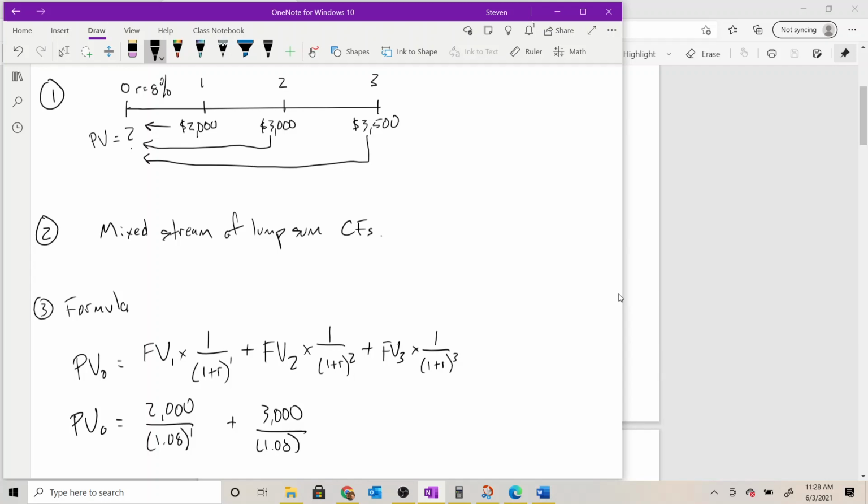Our second cash flow at the end of year 3 is a cash inflow of 3,000, divided by 1.08. This one's raised to the 2 because it needs to be discounted back 2 periods. And then our third cash inflow of 3,500, again divided by 1.08. This one's raised to the 3 because it needs to be discounted back 3 periods.